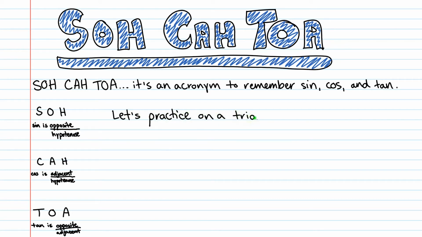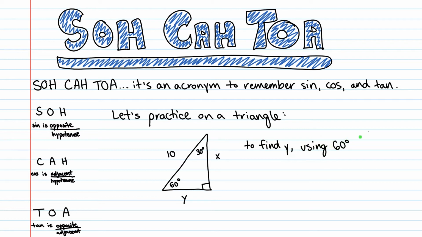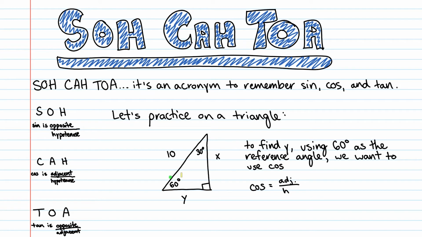So we can practice on a triangle. Let's say we have a triangle where we want to find some side y, which is going to be the bottom side on this one. If we use 60 degrees as our reference angle, then we would want to use cosine, because cosine, according to our acronym, is adjacent over the hypotenuse, and the adjacent side y is what we'd like to find. So cosine of 60 degrees will equal y over 10.